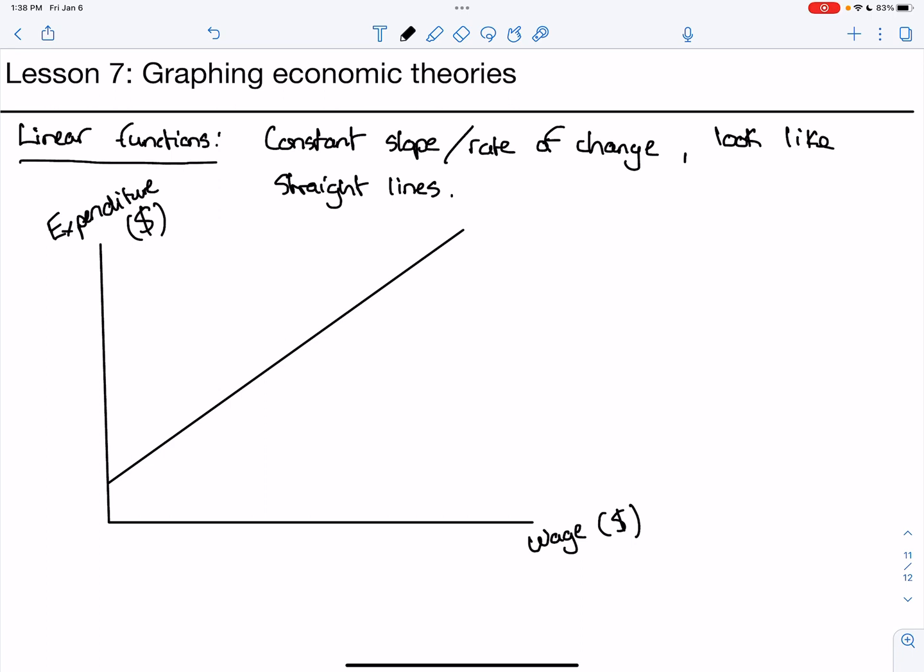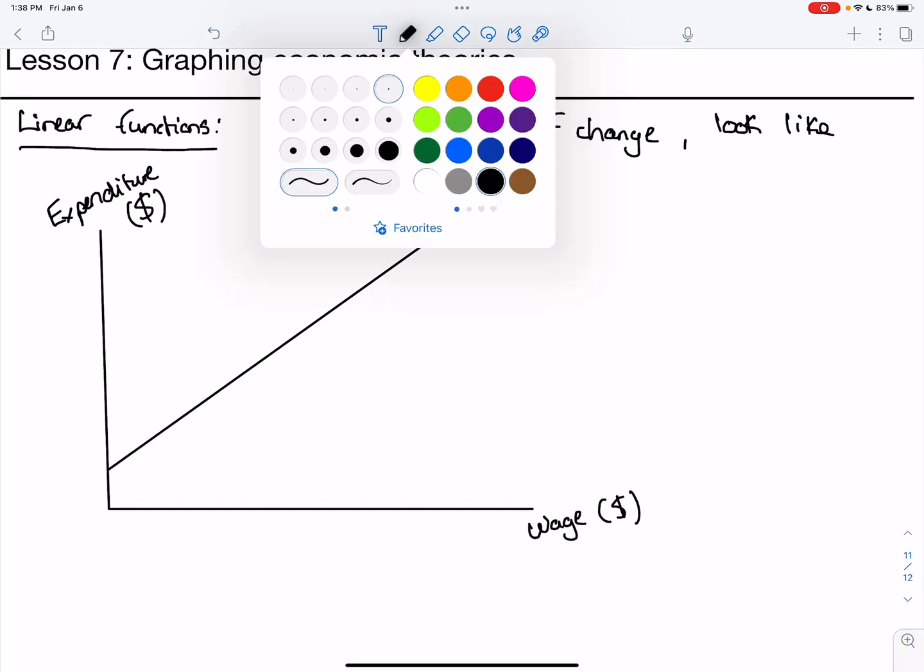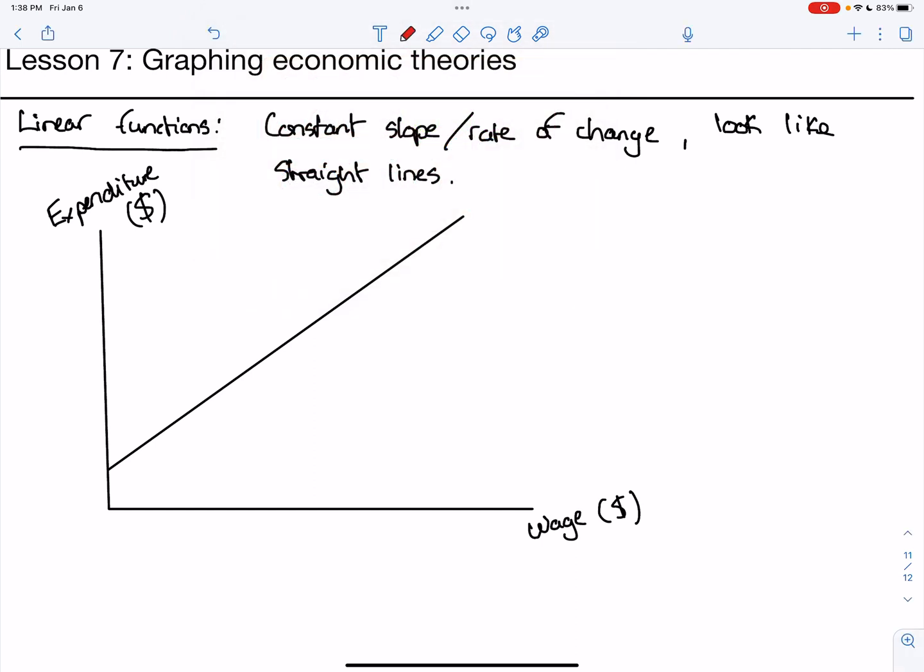Now what is this straight line telling us? It's telling us that as wage increases, expenditure will also increase by the same amount for every comparable increase in wage. So if for every increase of $1 in wages, expenditure increases by 50 cents, then that will be true for any $1 increase, no matter where you start. If you take a $1 increase here, you will still get a 50-cent increase in expenditure. Always. That will always be the case.